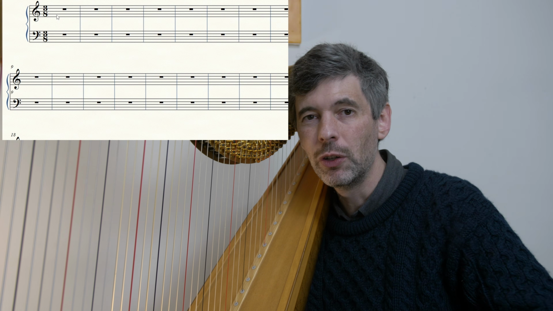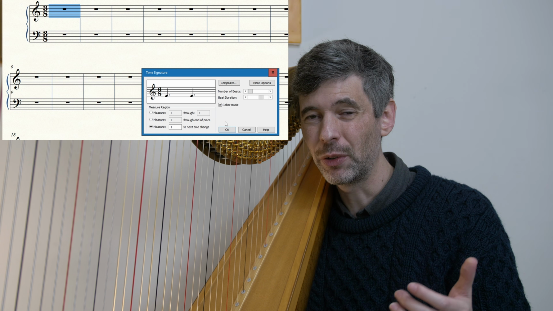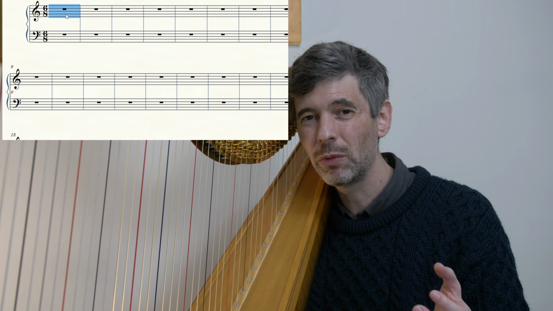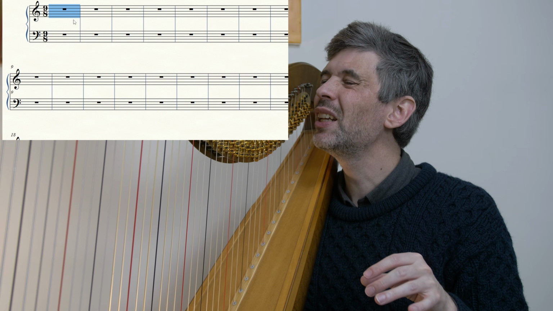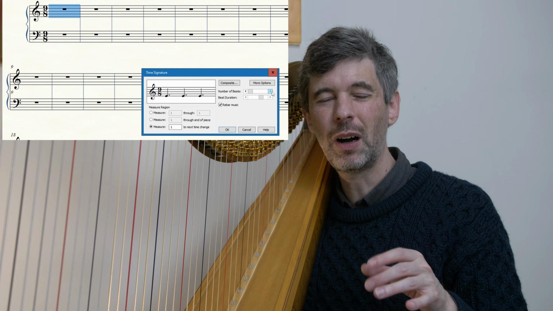But when it comes to 3/8, or 6/8, or 9/8, or 12/8, with 8 on the bottom and some multiple of 3 on the top, these are what are known as compound meters.